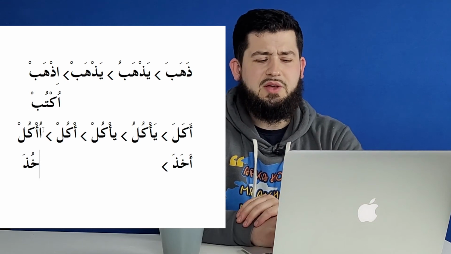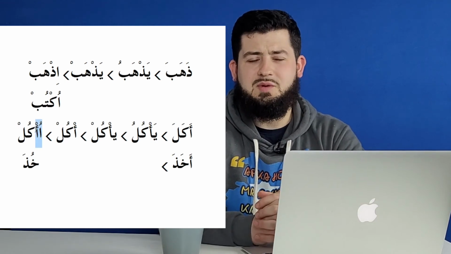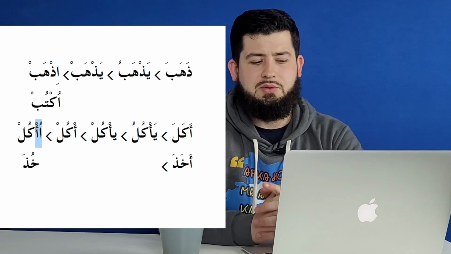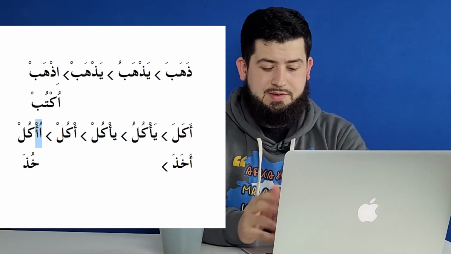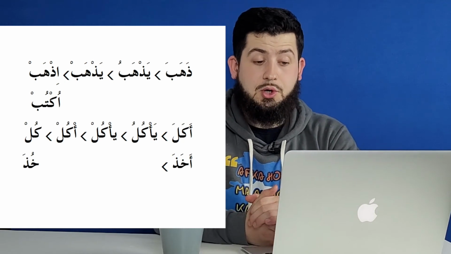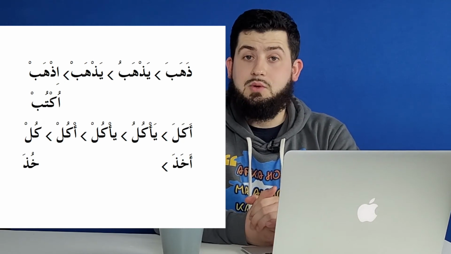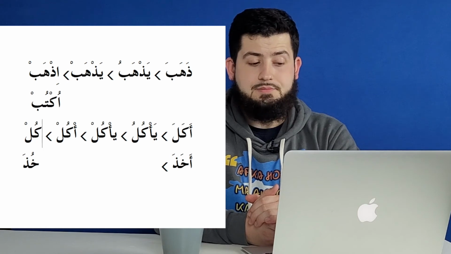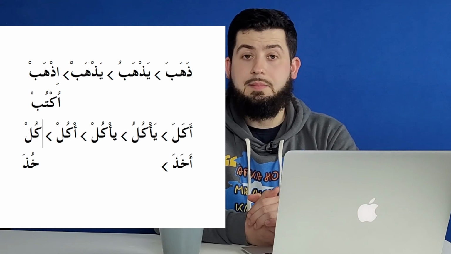The only time I've ever heard that is in football. When someone passed me a football, they say khudh, khudh. Anyways, and then with akala, the word kul means eat, kul. So that's how we do it with these verbs. Any verb you ever come across that begins with an alif with a hamza on top, like akala or akhadha, then this is something important that you need to remember for making the imperatives of those verbs.